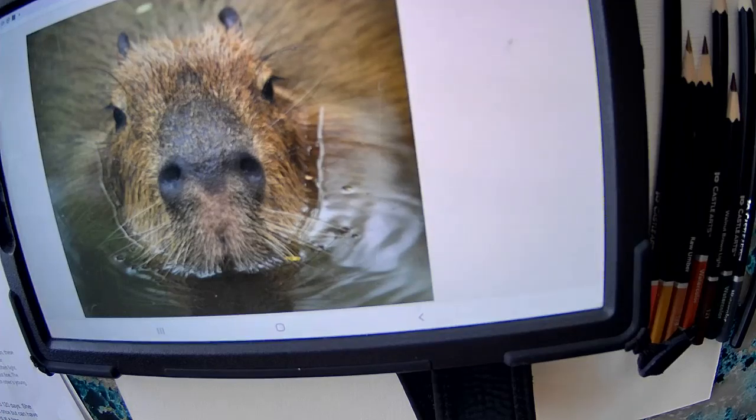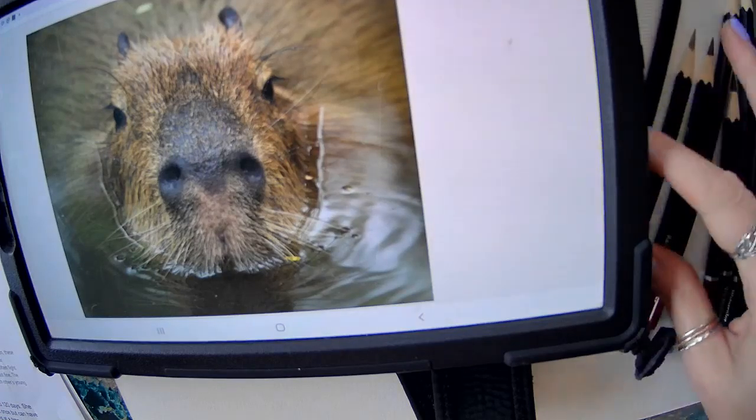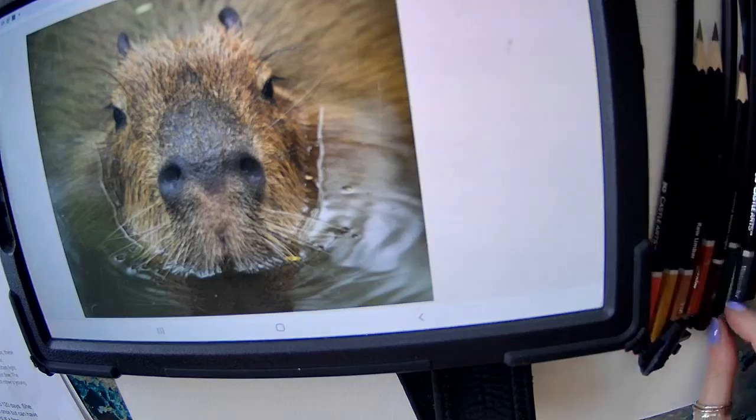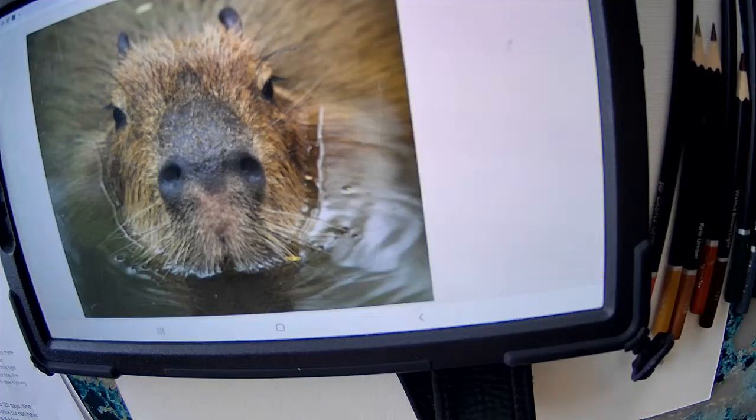I'll share a couple of facts first of all. I'm using mostly browns today, and I've got some green for the water because he's popped out of the water and you can see the reflection there. And as always, just a standard pencil to draw and paintbrushes to add water because I'm using watercolour pencils.